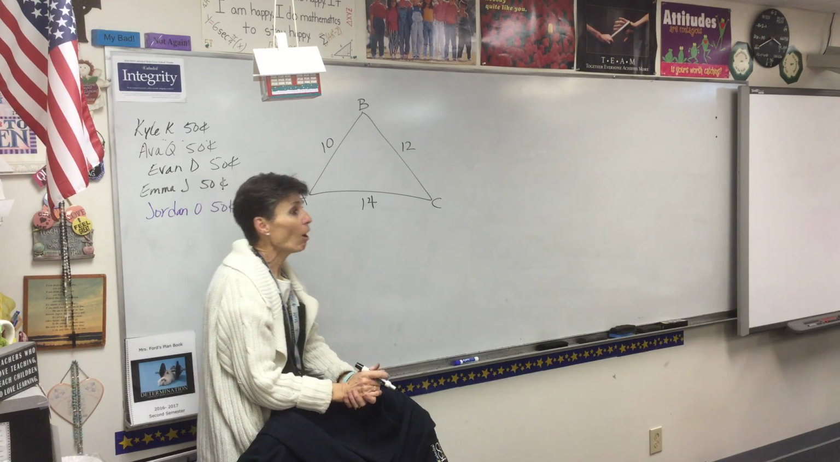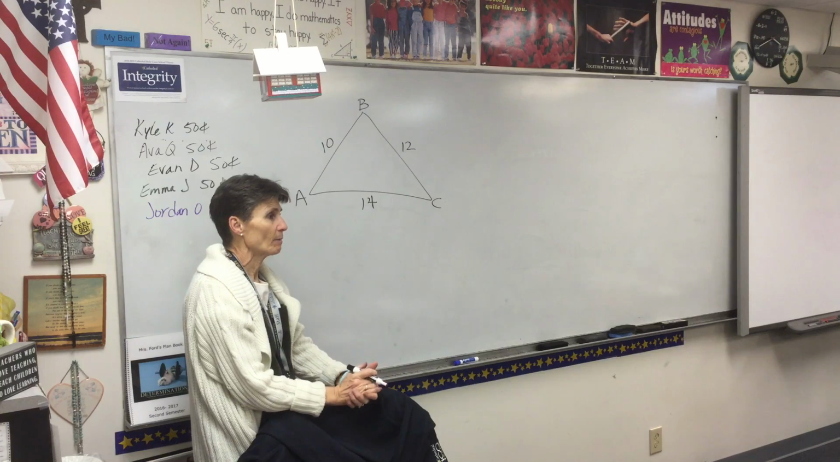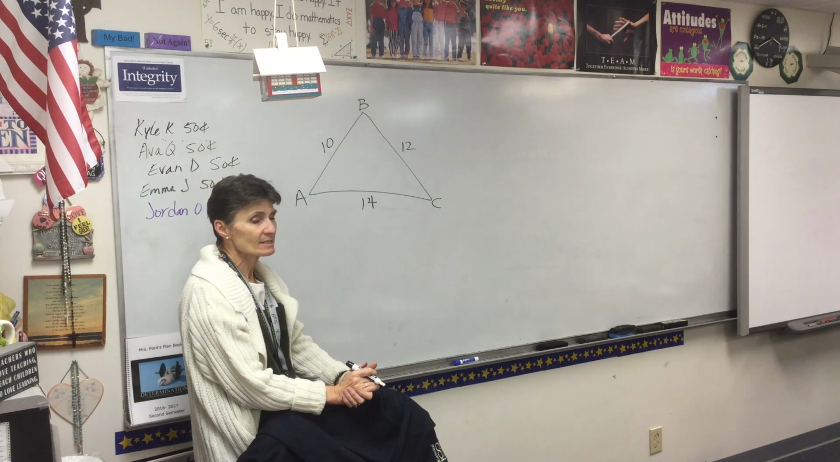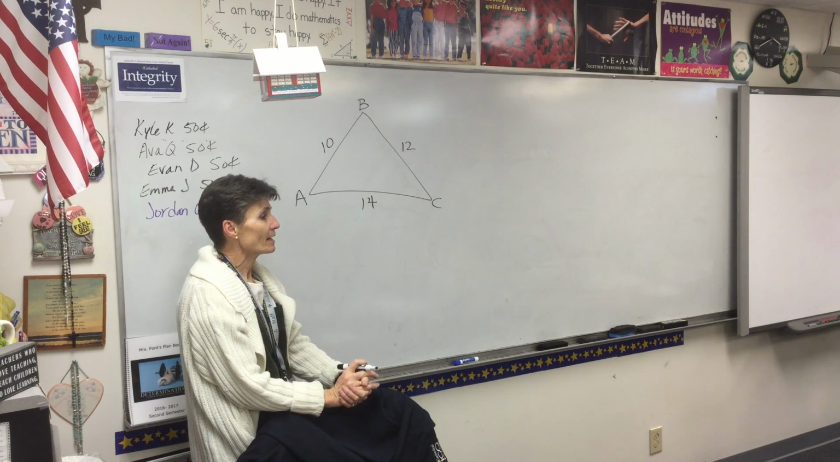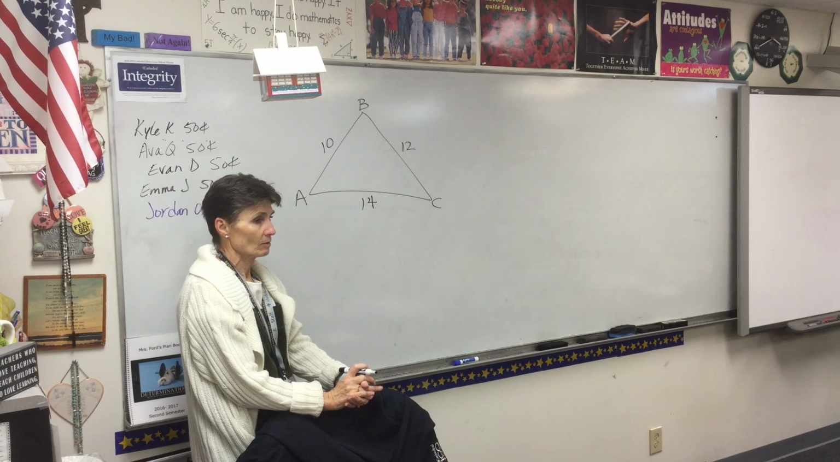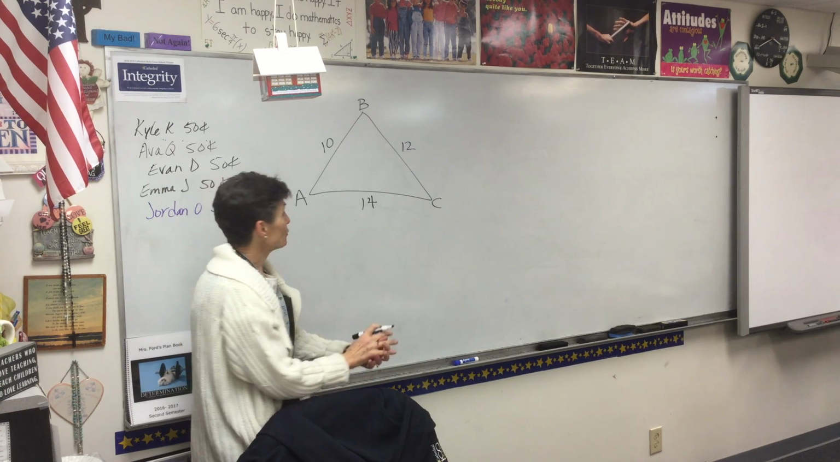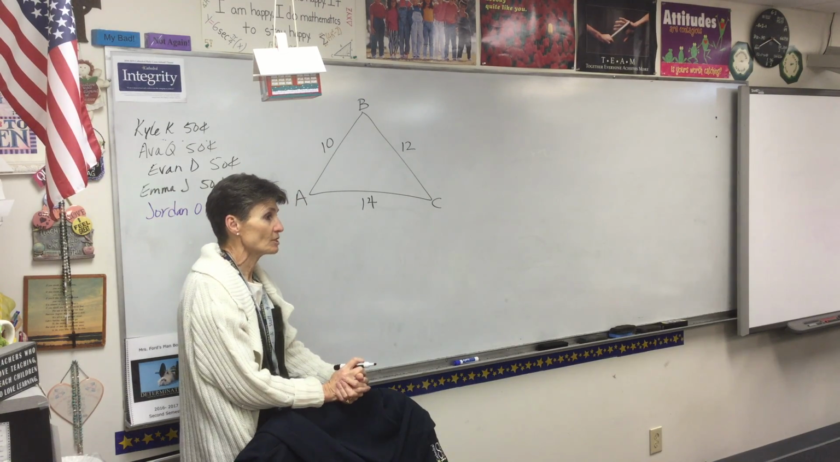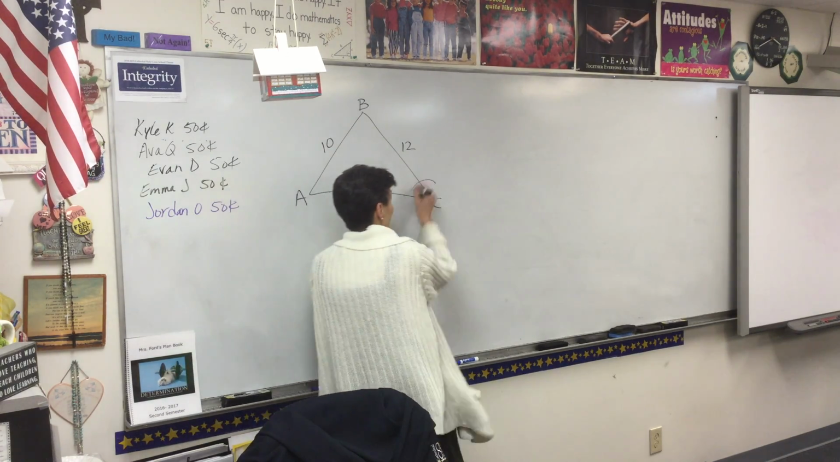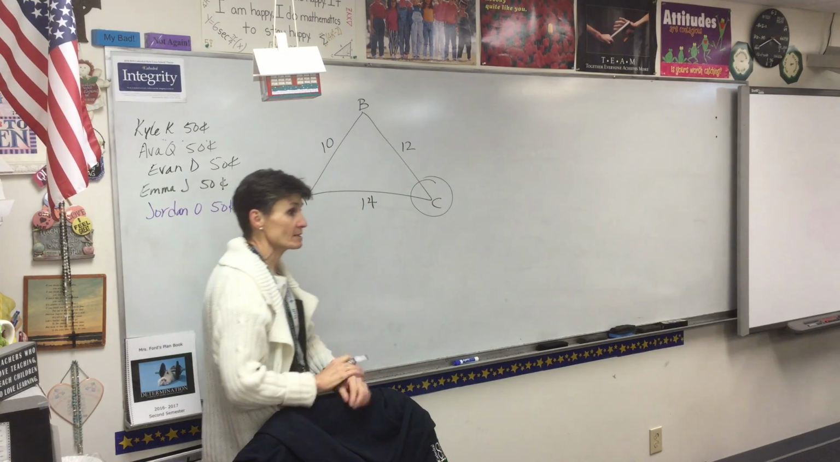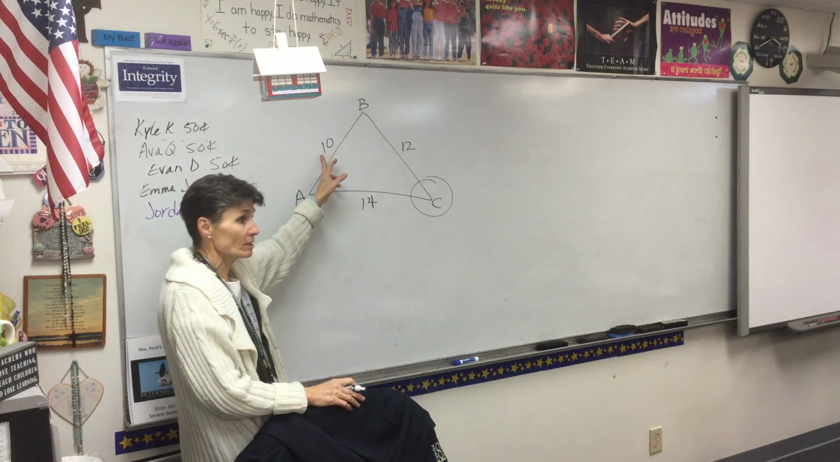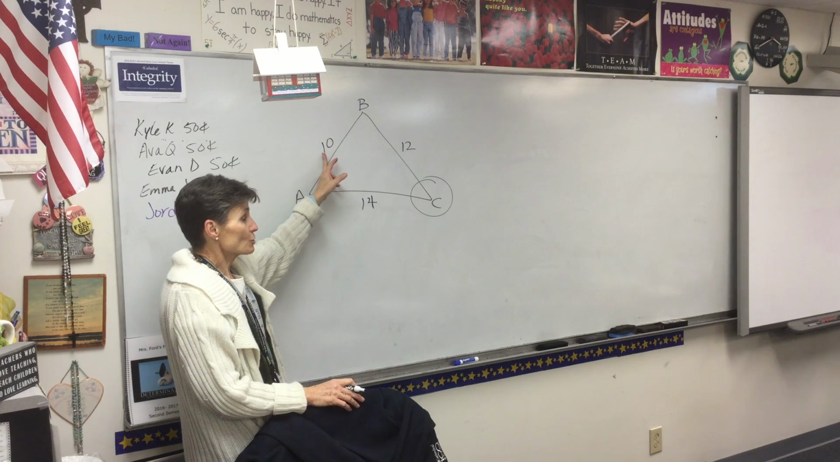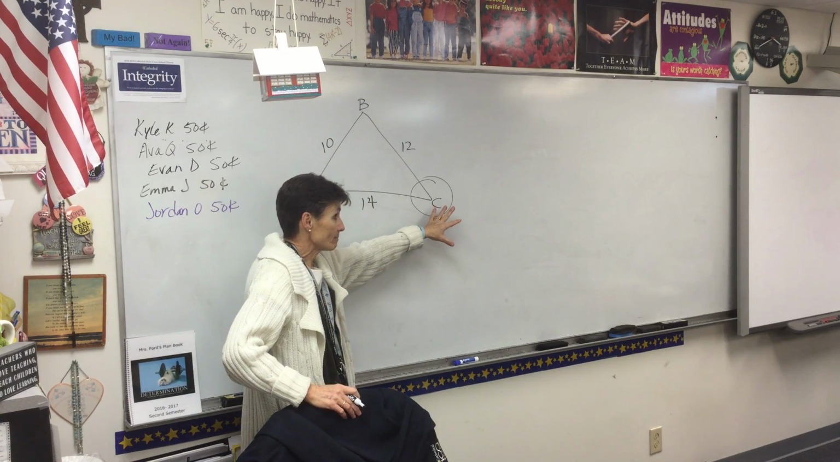And what I very often do, I haven't done it in this problem, but maybe on a test, is ask you to find the smallest angle, for example. So you've got to look at that and say, okay, which one of those is going to be the smallest one? C, right? Would you agree C is going to be the smallest? It's across from the smallest side. So we're going to find angle C.